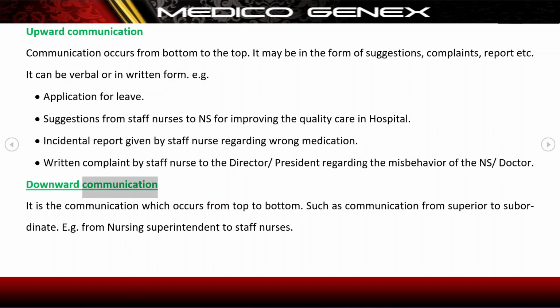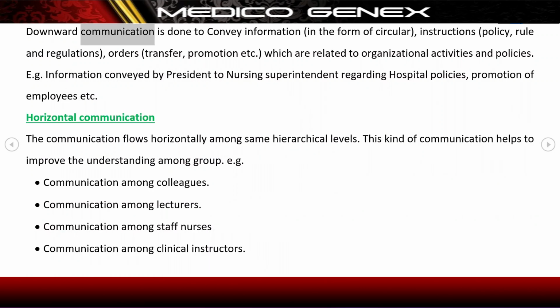Downward communication. It is the communication which occurs from top to bottom, such as communication from superior to subordinate, e.g. from nursing superintendent to staff nurses. Downward communication is done to convey information, in the form of circulars, instructions, policy, rules and regulations, orders, transfer, promotion, etc., which are related to organizational activities and policies. E.g. information conveyed by President to nursing superintendent regarding hospital policies, promotion of employees, etc.